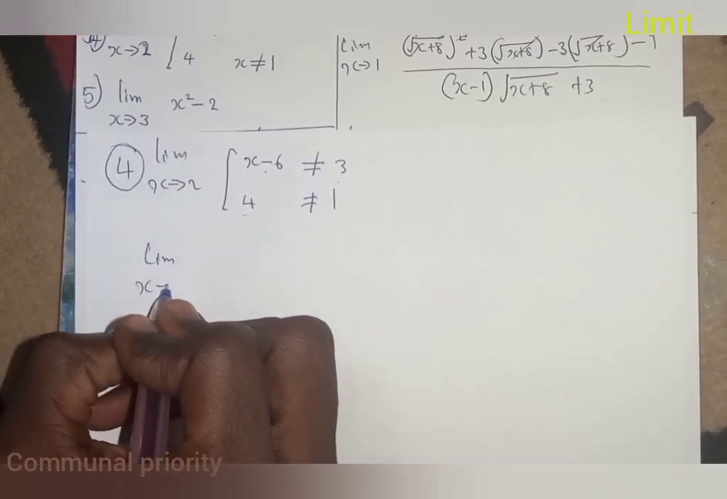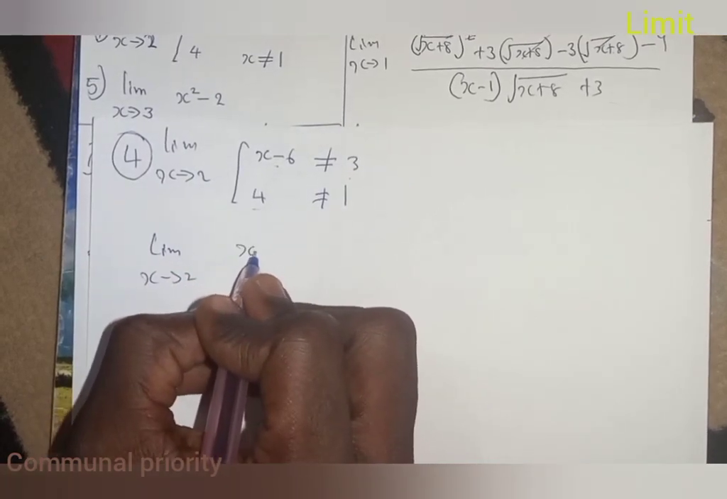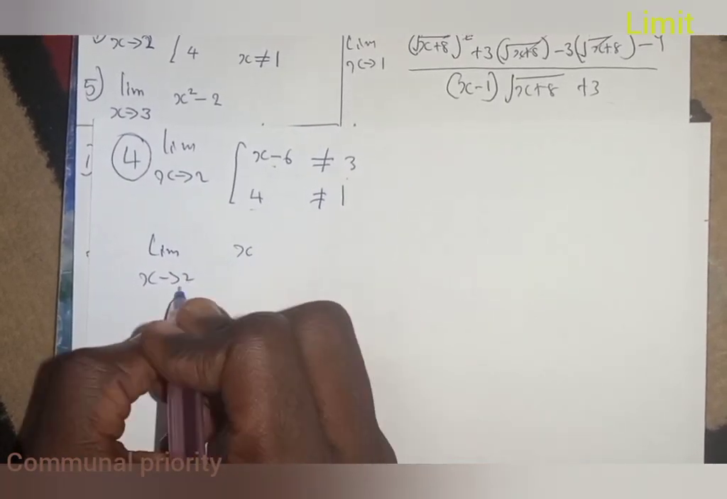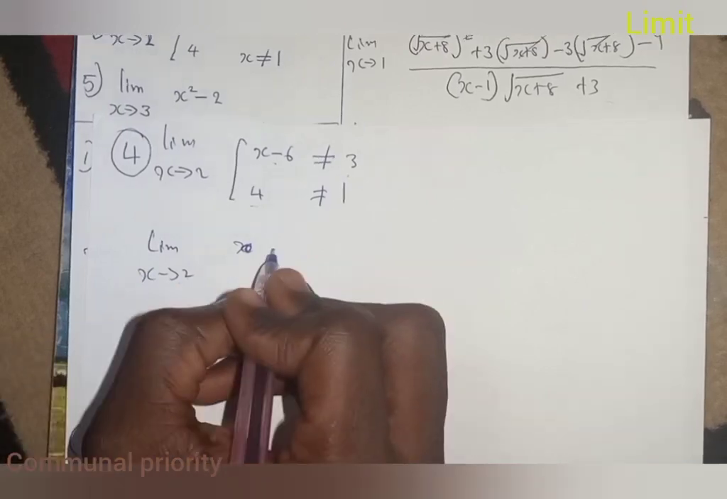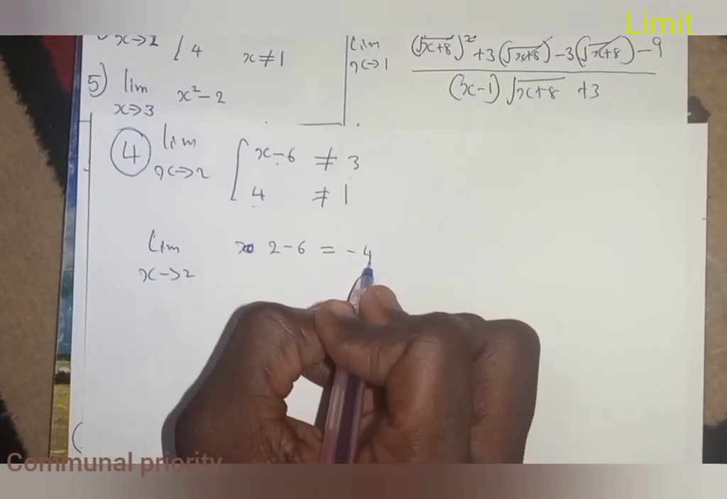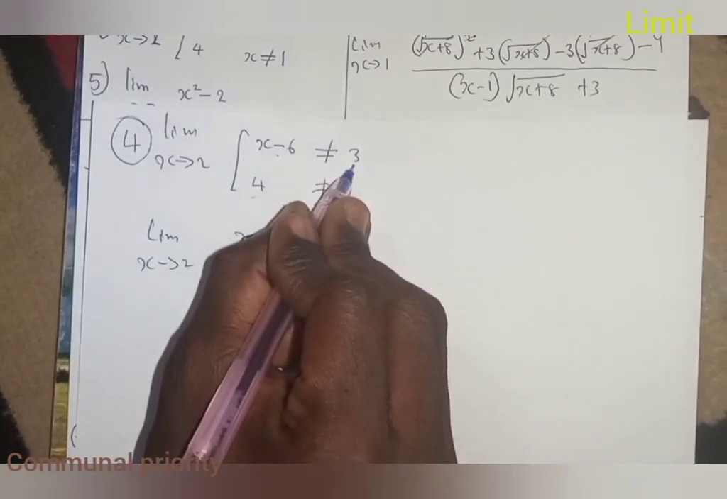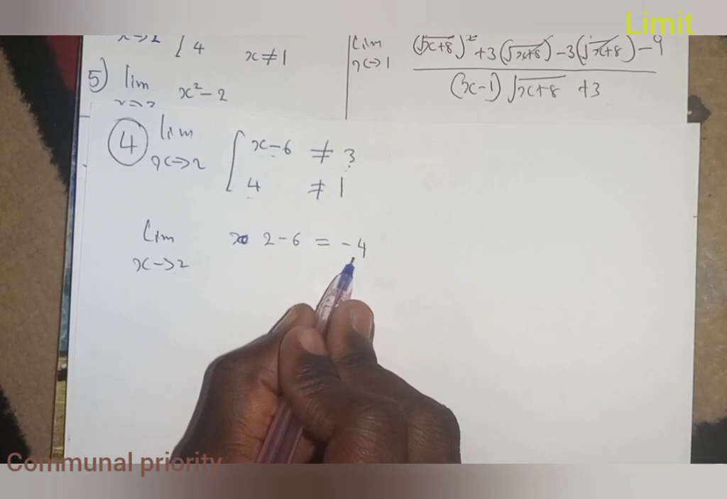I can say our limit as x approaches 2 of x minus 6. What is our value of x? The value of x here is 2, so we can just substitute the value of x, which is 2 minus 6, which is equal to minus 4. So clearly you see, if we substitute the value of x here, our answer is not minus 3, it's minus 4.